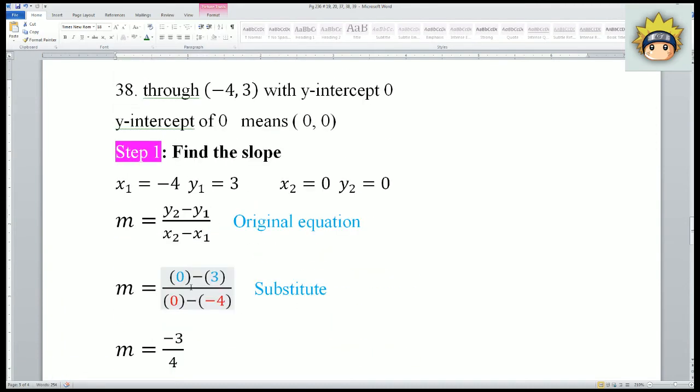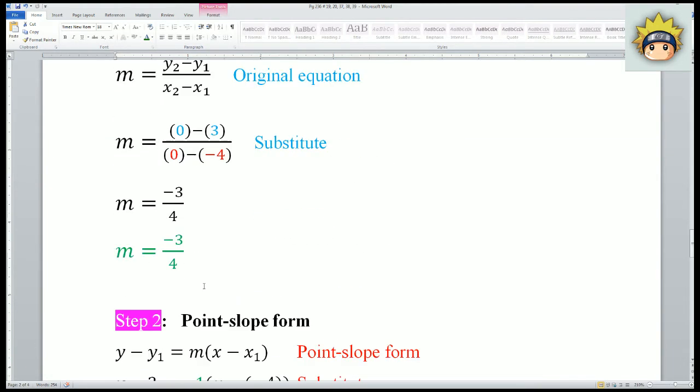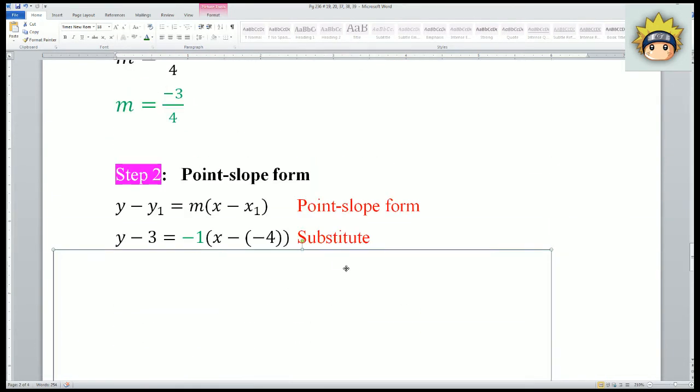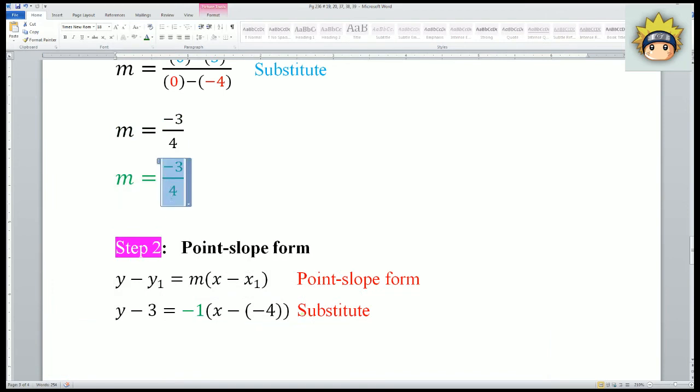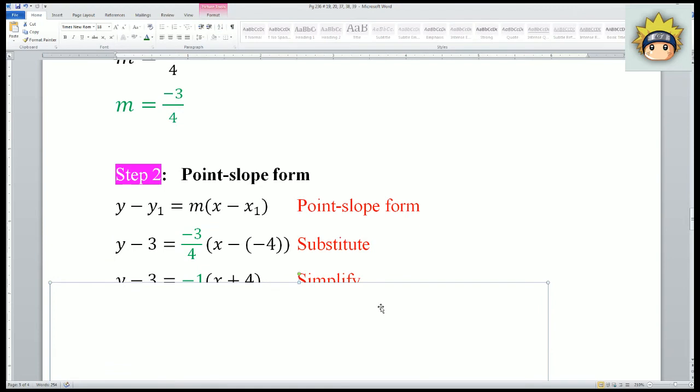Substitute. Hold on, give me 1 second. I want to check the points here. Slope-intercept 0, 0. Alright, that looks good. The slope should have been 3 over 4, so let's just put that here. 3 over 4.